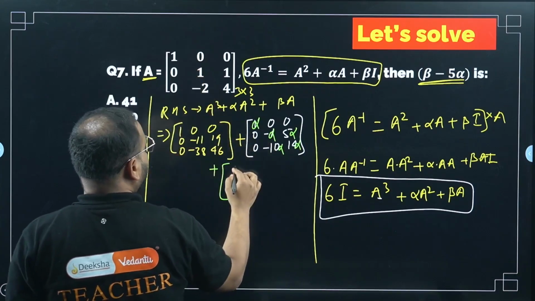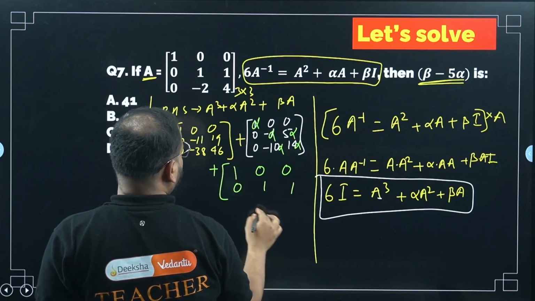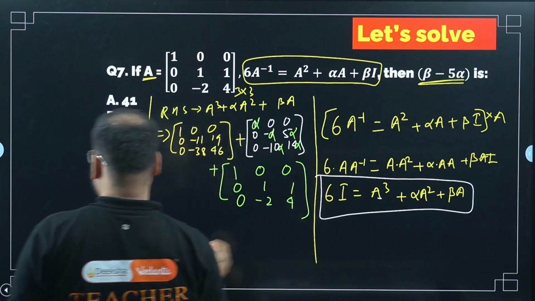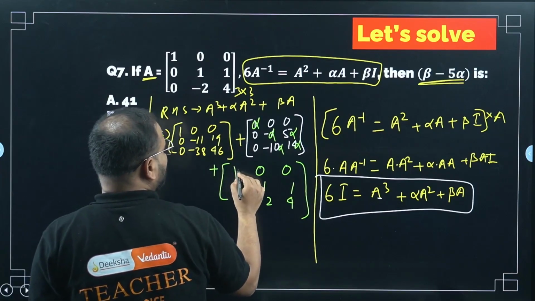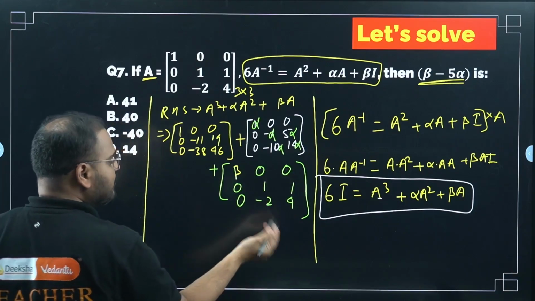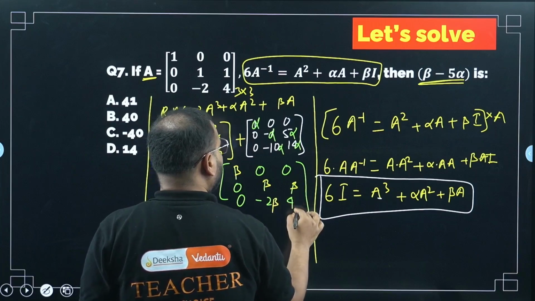A is this matrix: 1 0 0, 0 1 1, 0 minus 2 and 4. Now wherever there is a 1, put a beta there. So 1 times beta will become just beta. 0 times beta will be 0 only. This will also be beta, and this will also be beta.